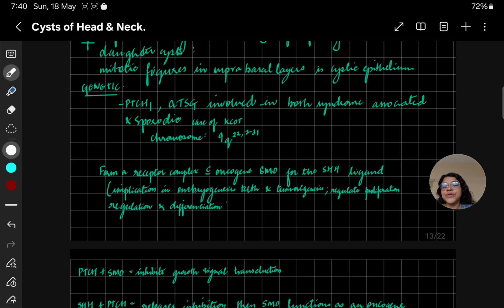So PTCH forms a receptor complex with the oncogene SMO for the SHH ligand. So it was forming a complex with SMO, and the SHH ligand was free. Okay, what does it do? This SHH ligand has implication in embryogenesis of teeth and tumor organization, regulating proliferation and differentiation. So it does help in embryogenesis.